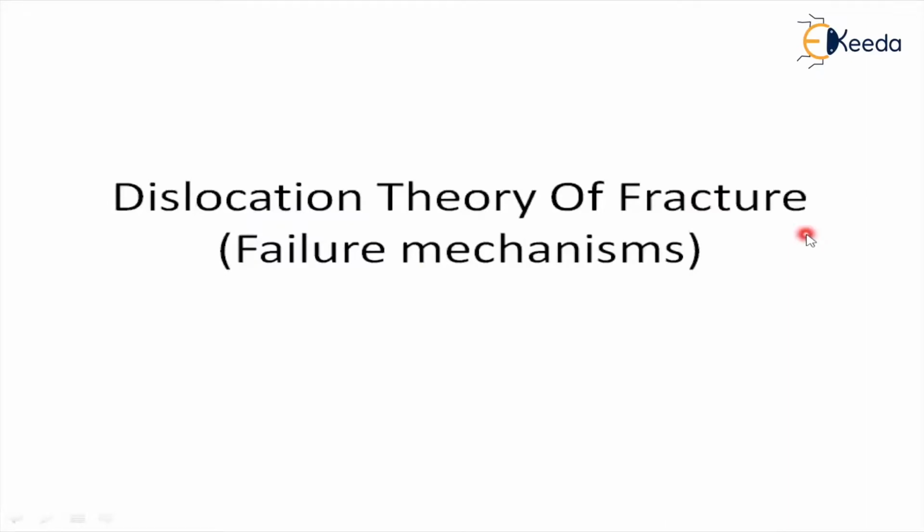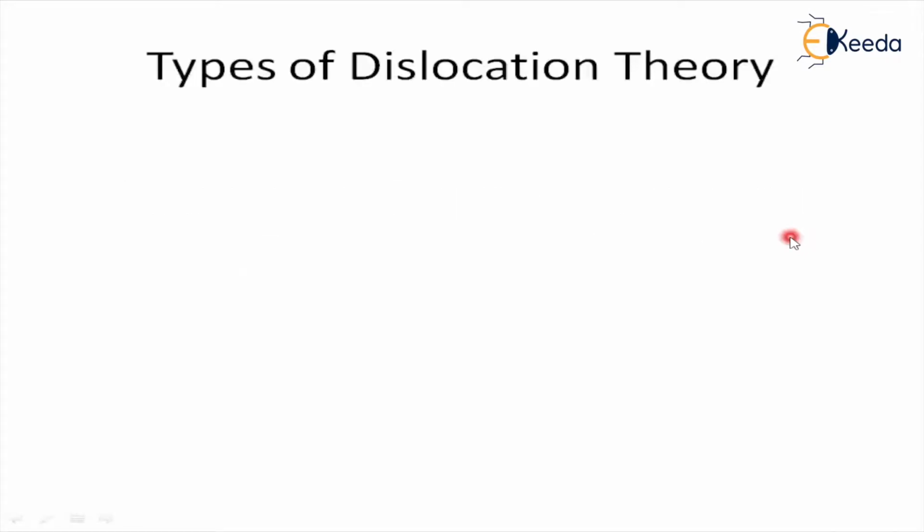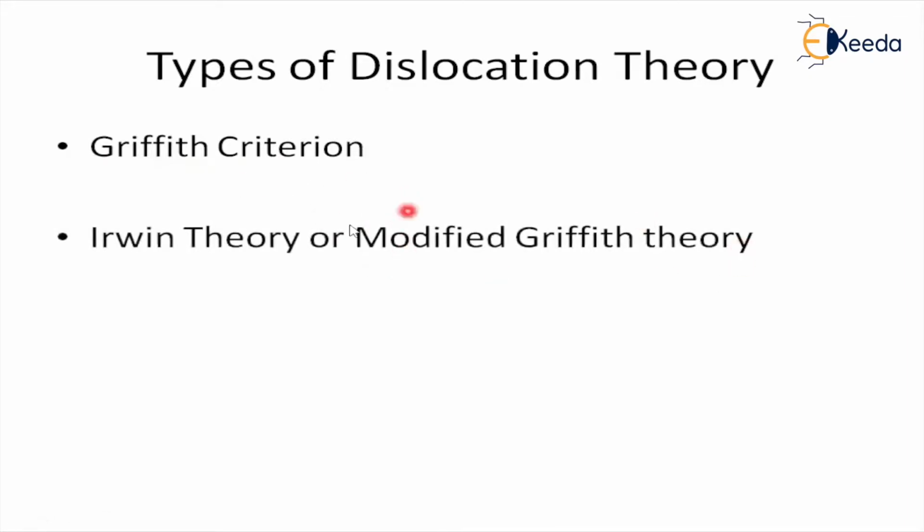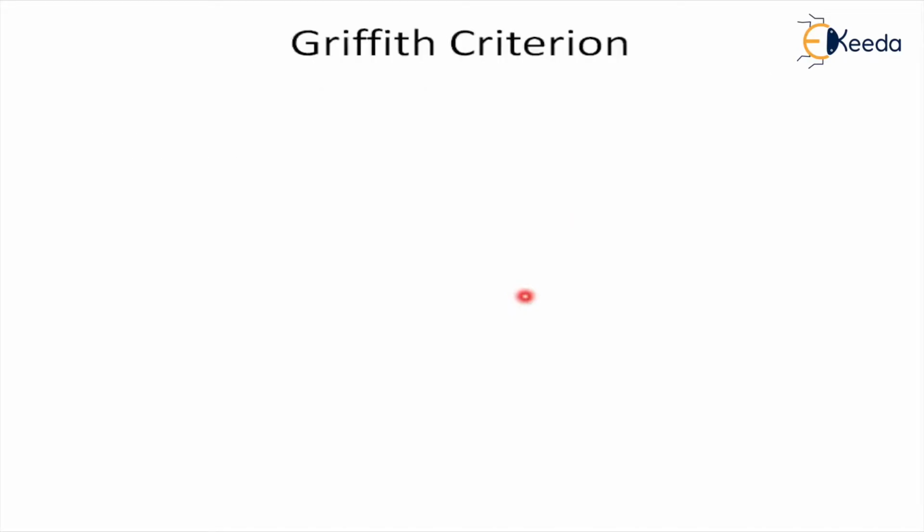Now, what is the dislocation theory of fracture and what are the various theories which describe it? Let me discuss the various theories which describe the dislocation theory of fracture. The first one is the Griffith criterion. This is a very famous criterion. The second one is the modified Griffith theory, which is represented as the Irwin theory. These two represent the dislocation theory of fracture. Let me discuss the first one, that is, the Griffith criterion.